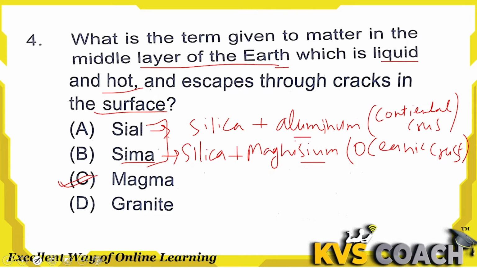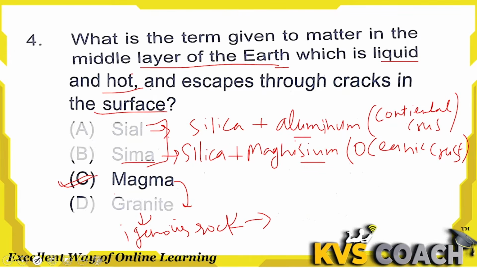Fourth one is granite. Granite is actually an igneous rock. Okay, you have studied about the rocks in your SST. That is an igneous rock. When magma cools down, then this rock forms. Okay, so the right answer for this question 4 is option C only.